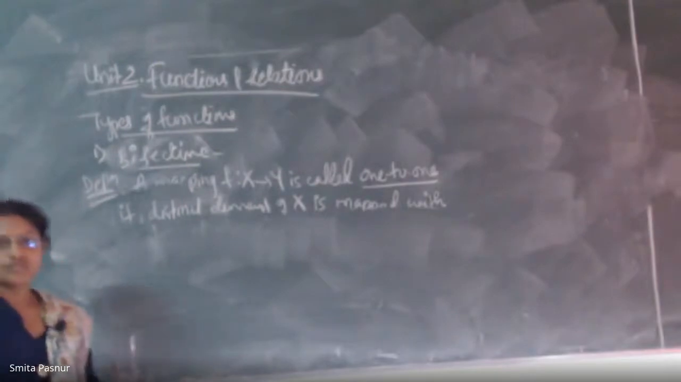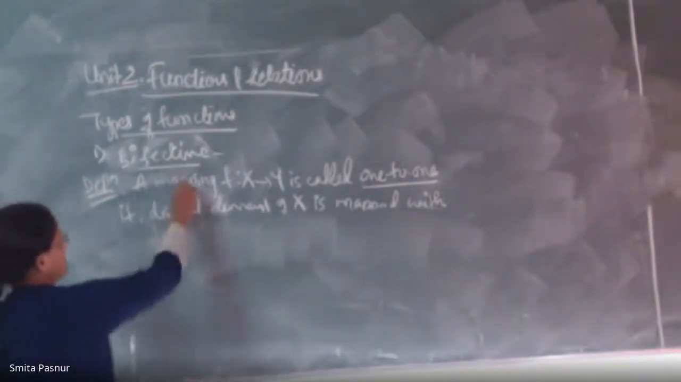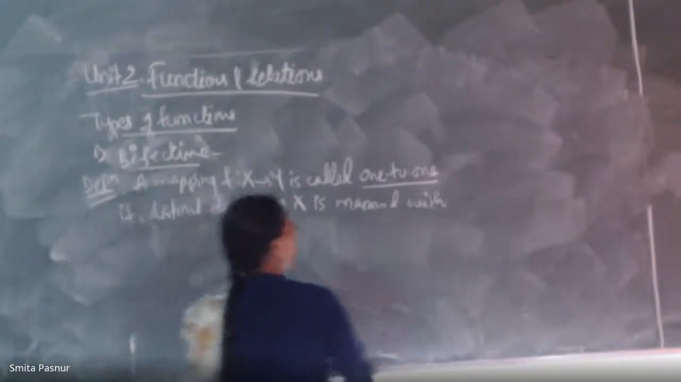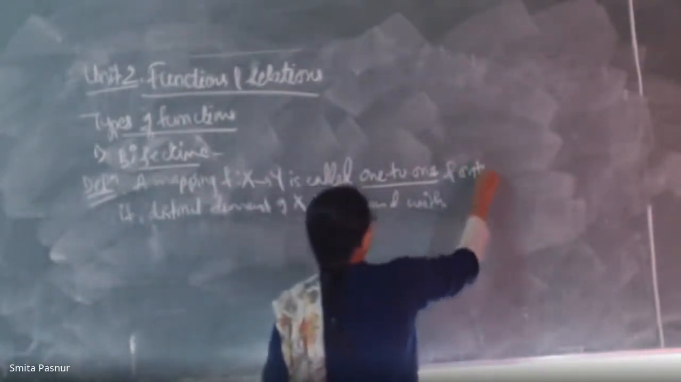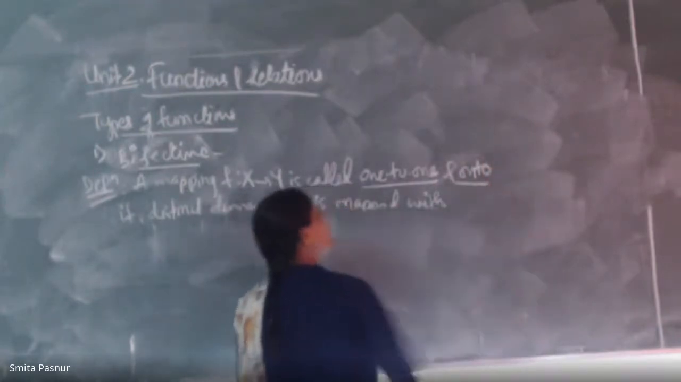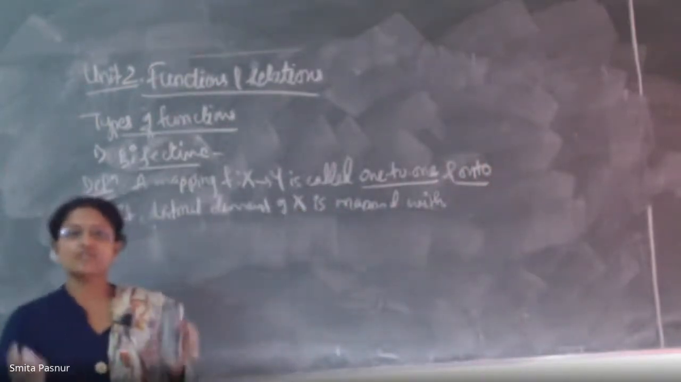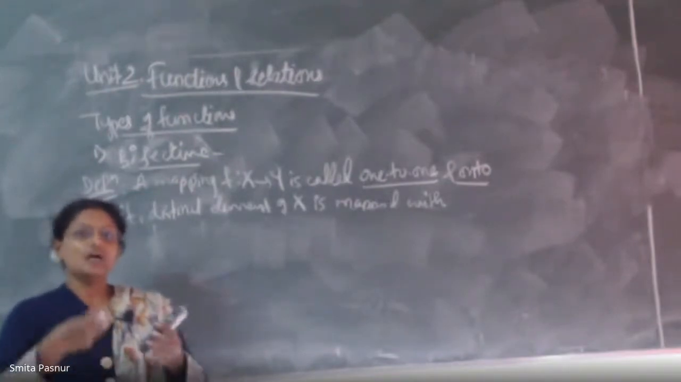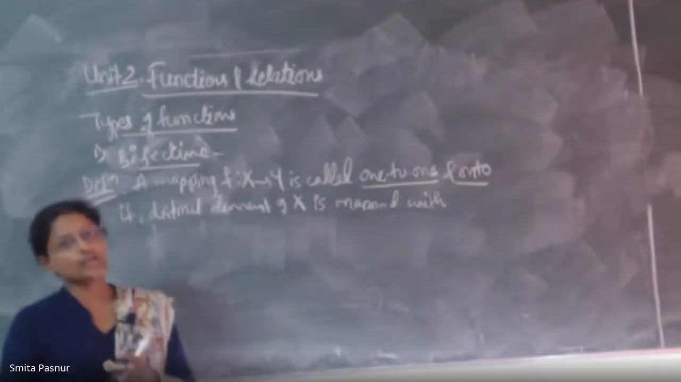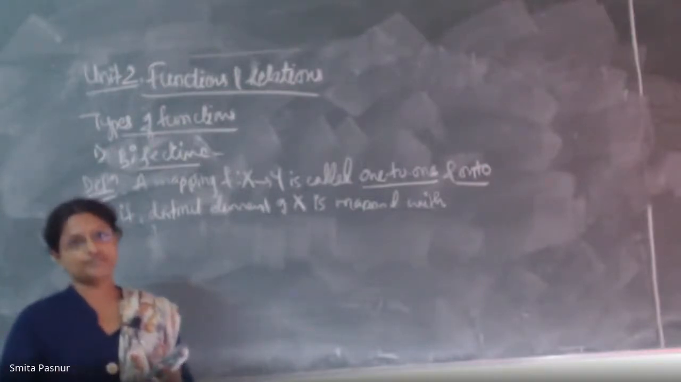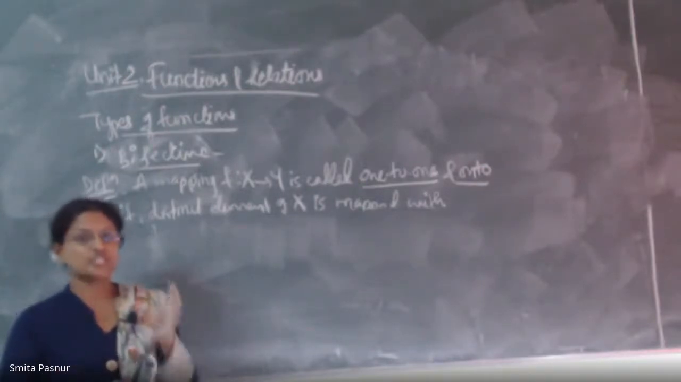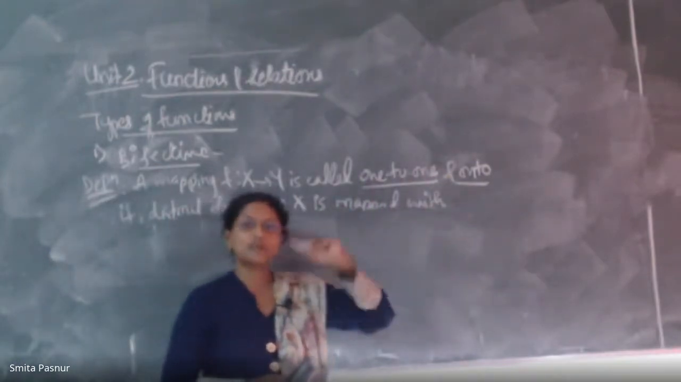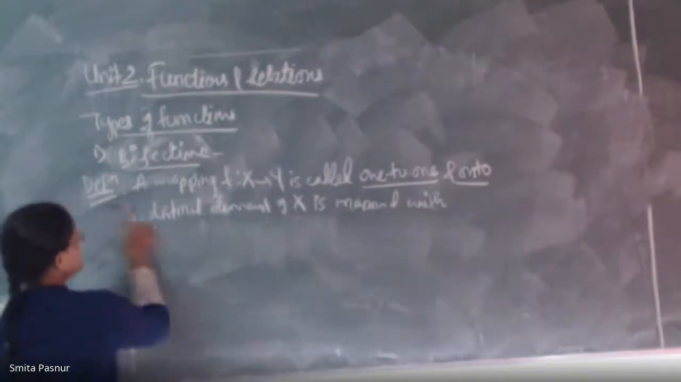Okay. So a mapping from X to Y that is one-to-one and onto is called bijective. That means bijective is a combination of both surjective and injective, and that is why a function which is both one-to-one and onto is called bijective. If any function gives you a one-to-one relation and an onto relation, then it becomes bijective. Got it?